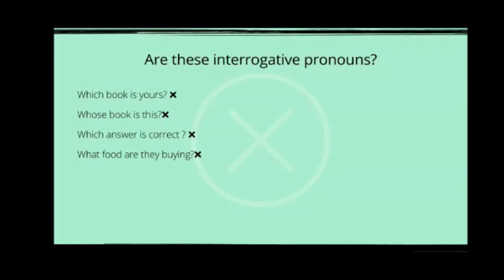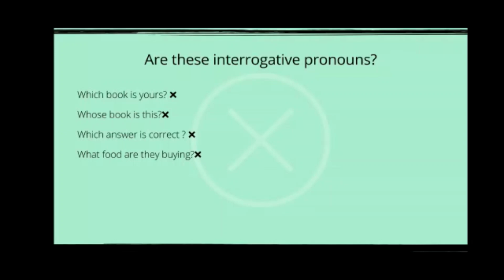For example, which book? Book is a noun. Which answer? Answer is a noun. What food? Food is a noun. So a word that comes along with a noun, is it an adjective? Is it an interrogative adjective? Yes, it is an interrogative adjective or determiner.